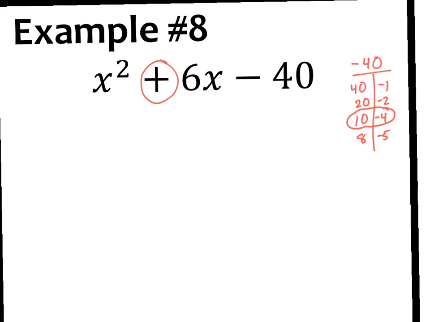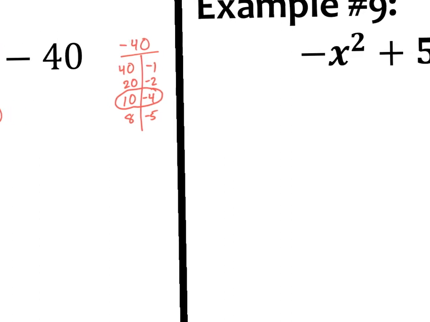Since A equals 1, that's just my 1x squared, I can go ahead and go straight into my factors. x, that's a positive 10. And then x minus 4. And I'm done, okay? Splitting the middle, not necessary when A equals 1, okay?